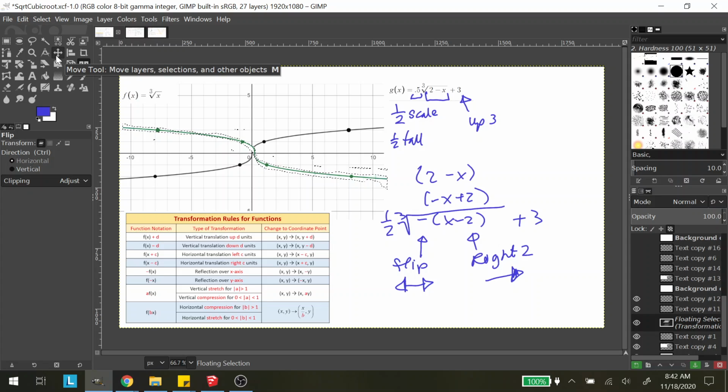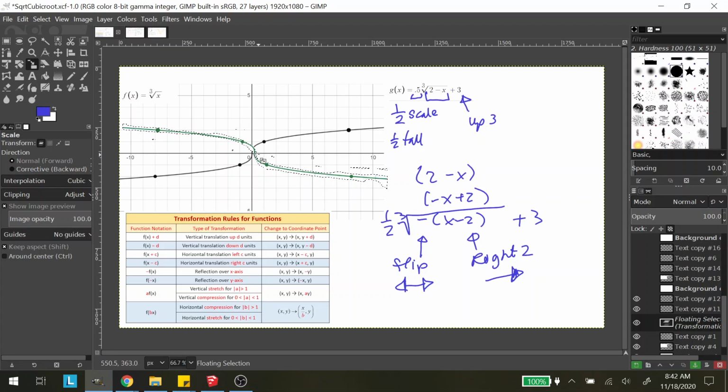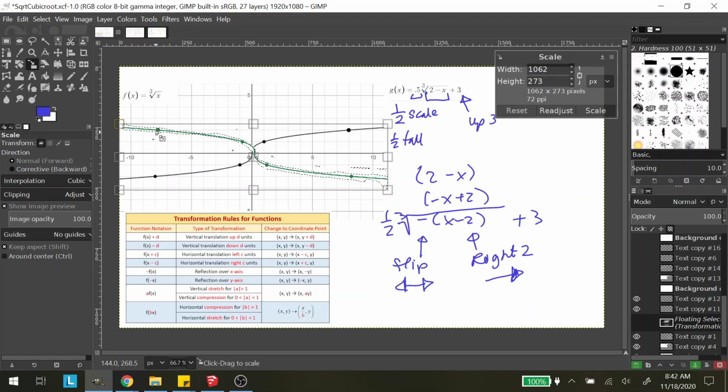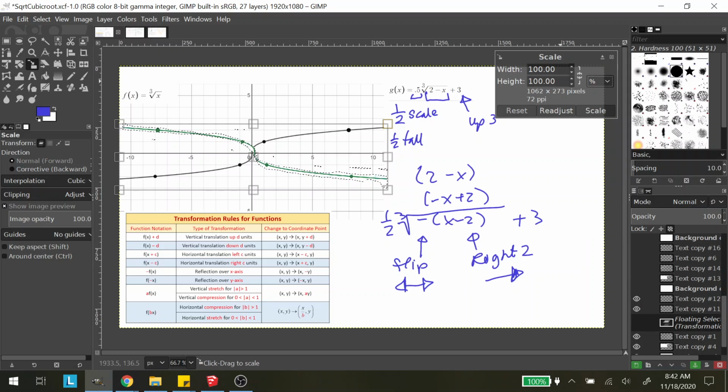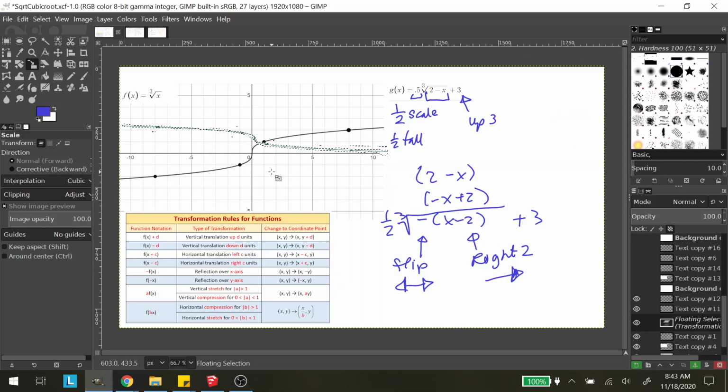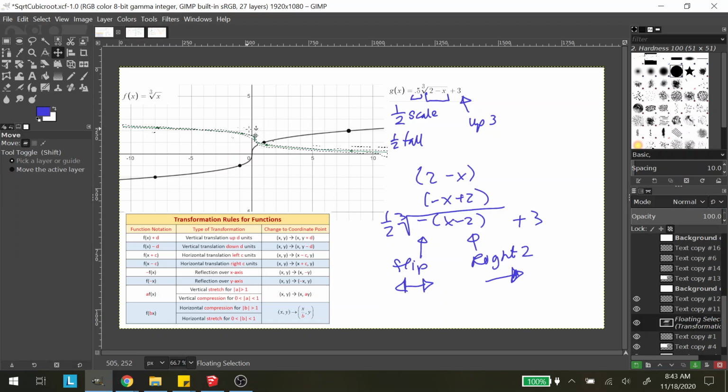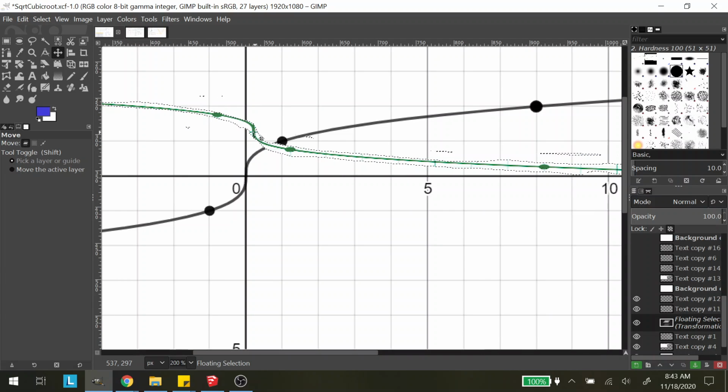Then what we're going to do is scale it. Now scaling, we need to make it half as tall. So this needs to come down to here. Now I can break this, and I can actually make it percent. And I'm going to make the height 50%. So now it's the appropriate scale. Now what I'm going to do is just move this right here.